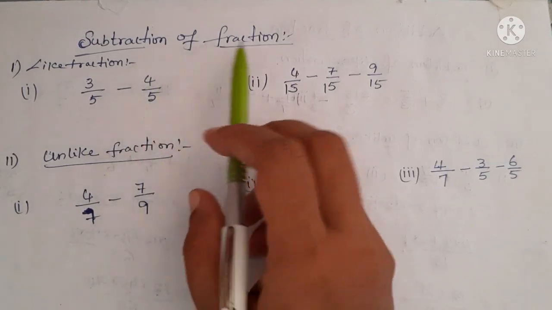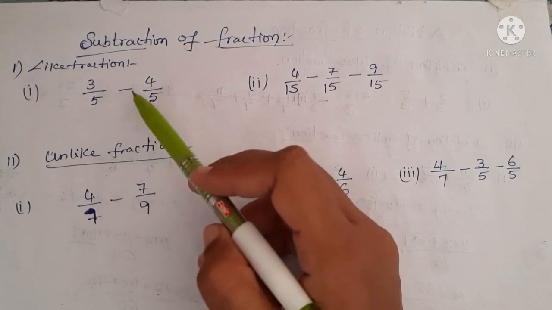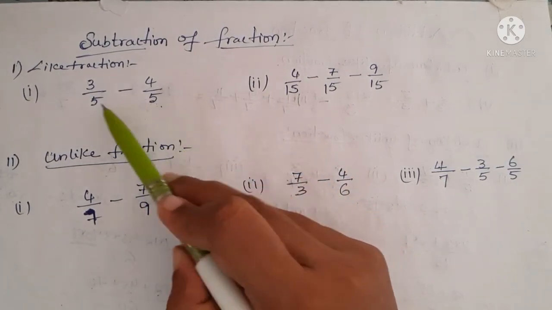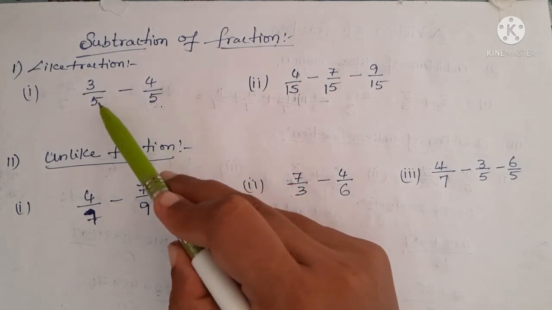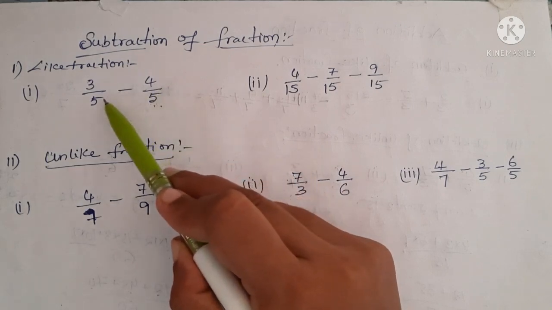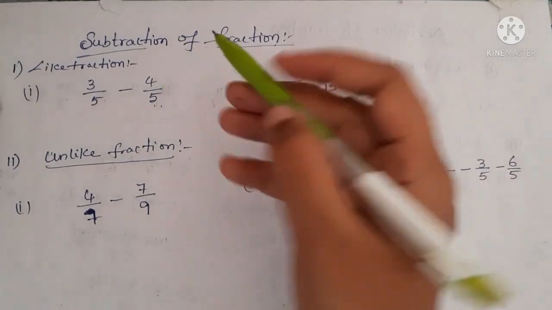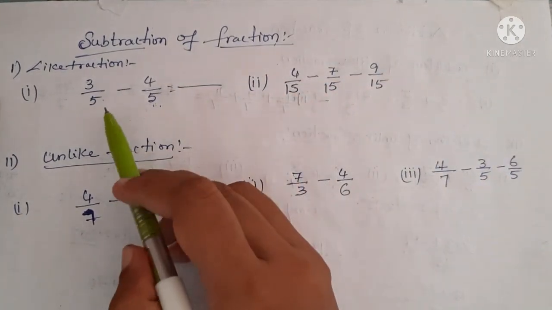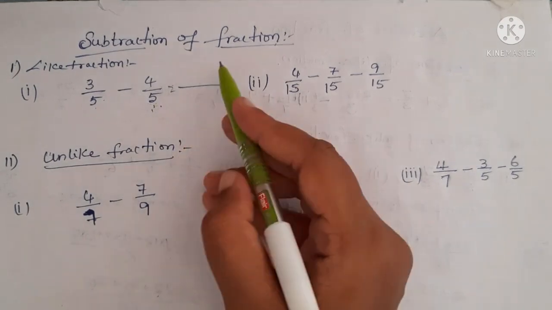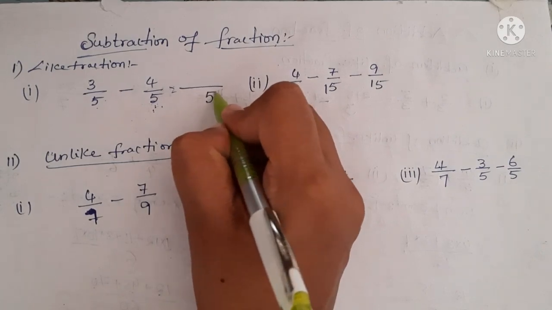Next, subtraction of fraction. See here, I have some examples. 3 by 5 minus 4 by 5. First here observe denominator place. See here 5, 5, right? So we have same denominators number. So these fractions are called like fractions. How can we subtract these fractions? See here. So we have same denominator. So the denominator will remain the same. Right here 5. I write it here 5.